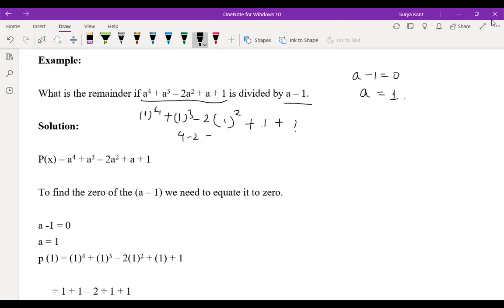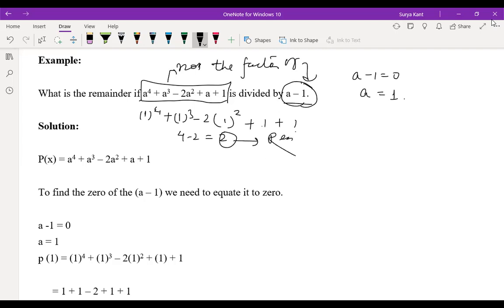4 minus 2, 2. So if I ask, is this a to the power 4 part a factor of this one or not? Not the factor. This is not the factor of this, and this is your remainder. Remainder. Is it clear, Satvik? Yeah. And Sai Charan? Yes, sir.